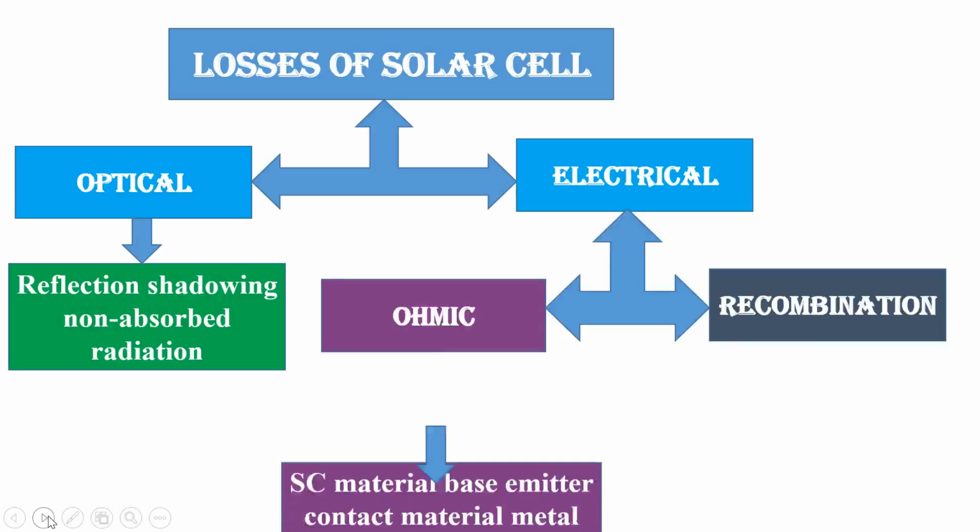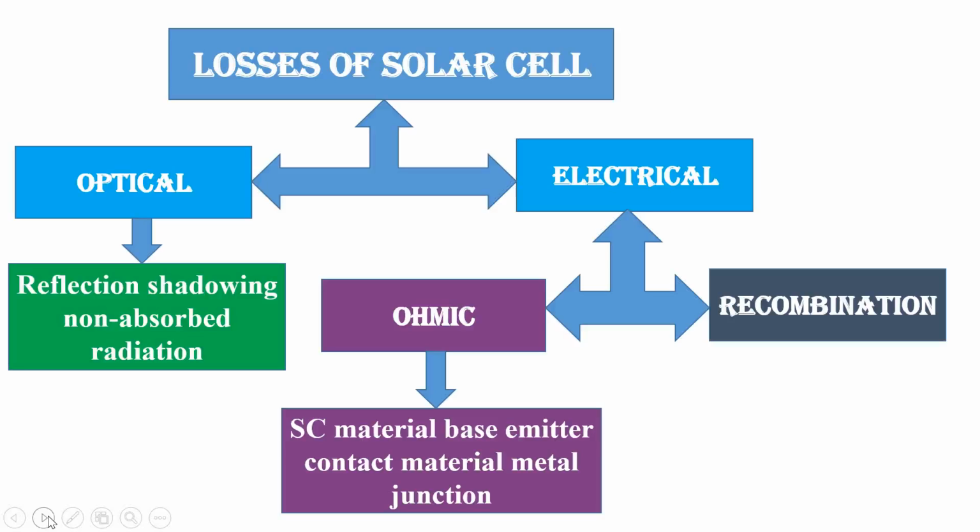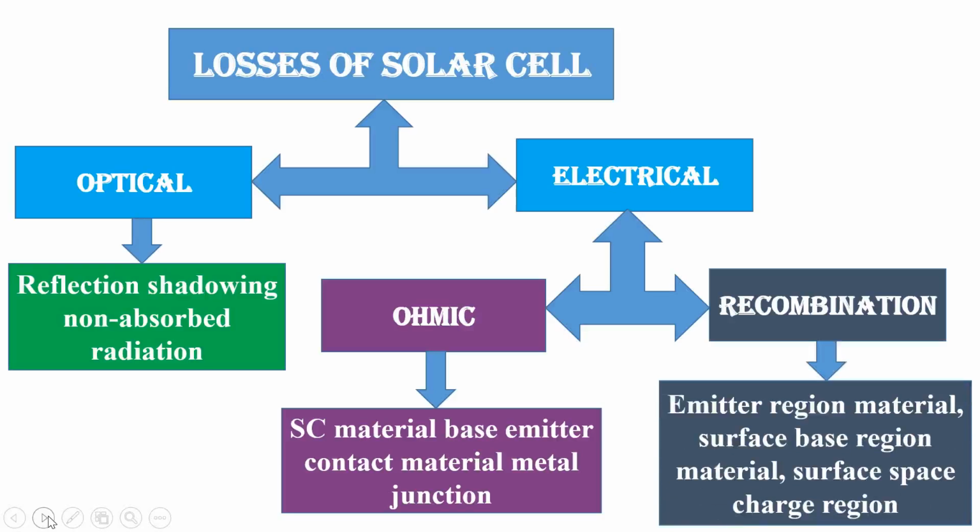In ohmic loss, the solar cell material, the base and emitter contact material, and the metal junction contribute. That is the ohmic loss of a solar cell. The recombination loss of a solar cell arises from the emitter region material and surface, the base region material and surface, and the space charge region material. This is the recombination loss, an electrical loss of a solar cell.